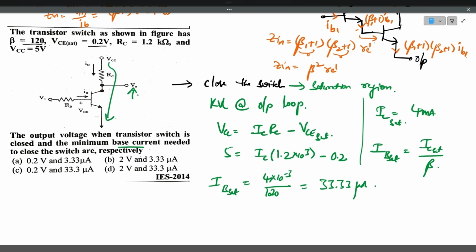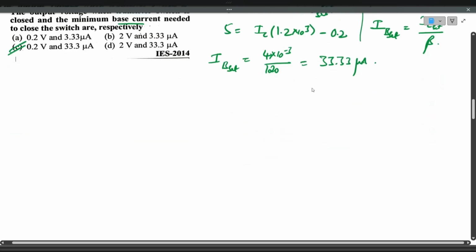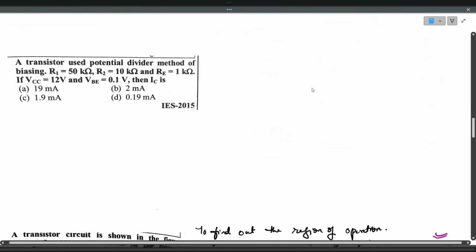What is the output voltage? The output voltage is nothing but VCE saturation, which is equal to 0.2 volts. So the answer is option C. Next question.